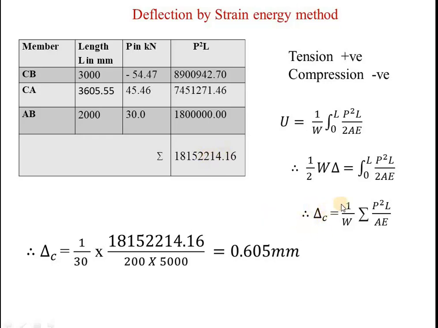Now you know that delta C is equal to 1 by W sigma P square L divided by AE. 1 by W is 30, which is given. This is the sigma P square L divided by A and E, which are common to all the members. And if you simplify this, you are going to get 0.605 mm.